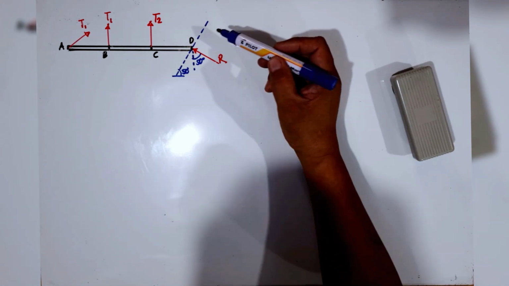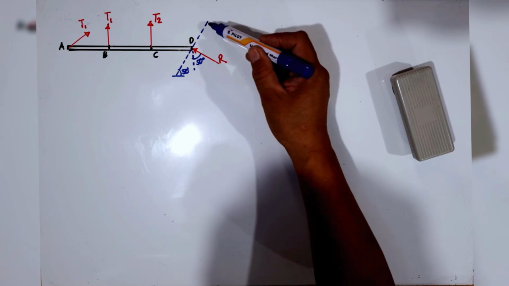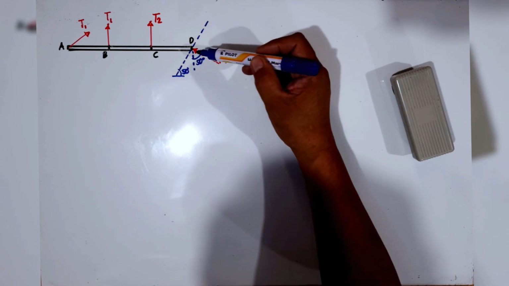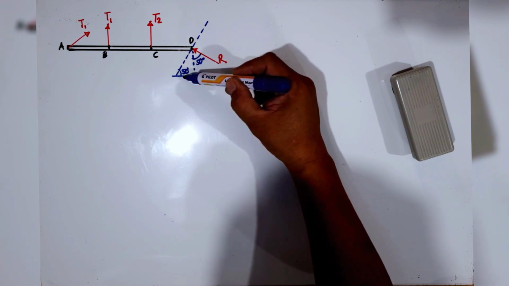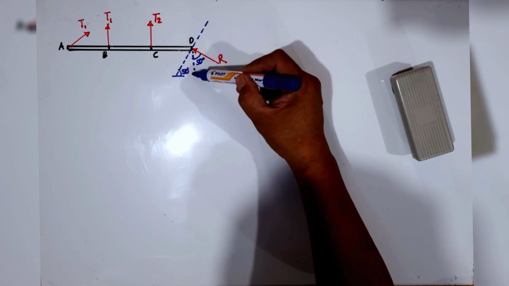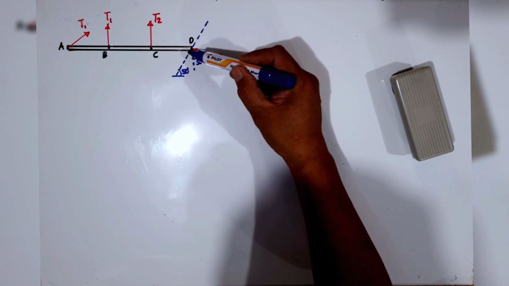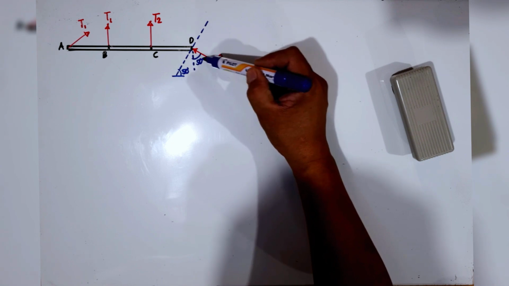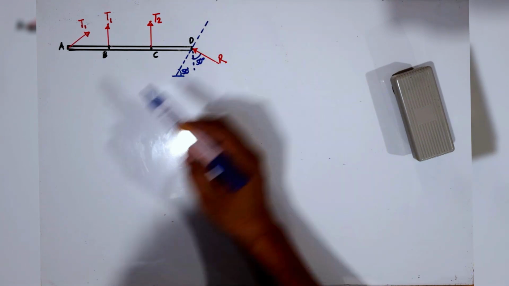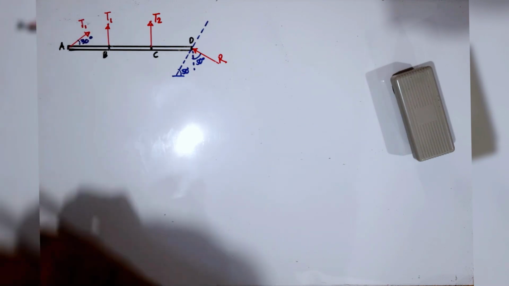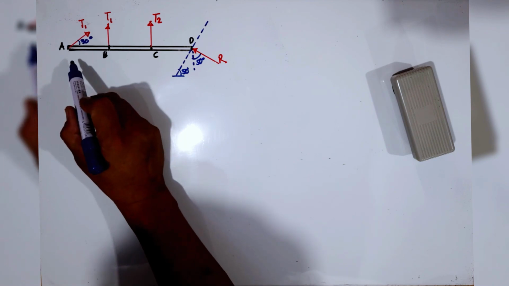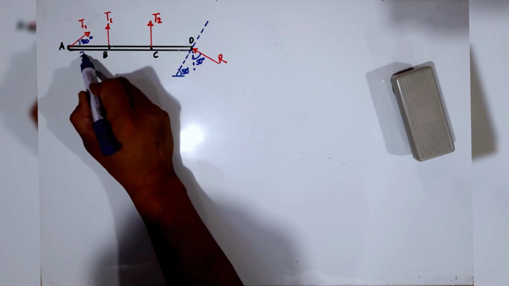Because for smooth surfaces, the reaction is always normal to the surface. So if that's normal, this is 90 degrees here. So this is also a 90-degree triangle. That means this is 40. So if this is 90, that means this is 50. And another angle given is this one here, 30 degrees. And the distance from A to B is 2 meters.